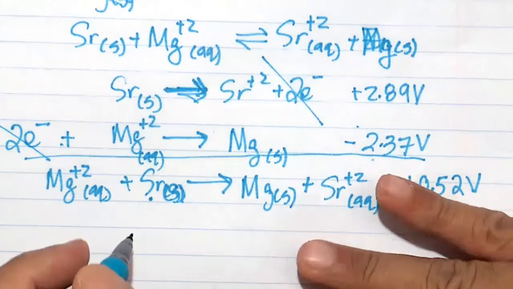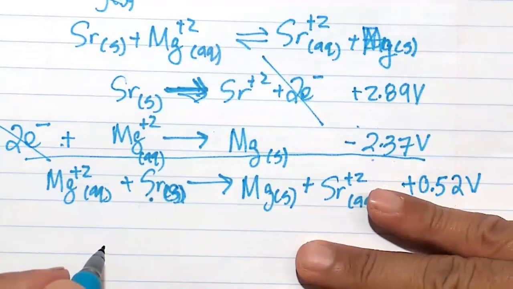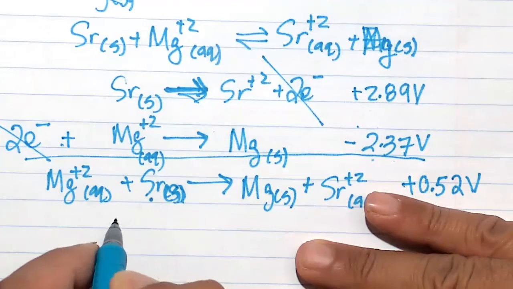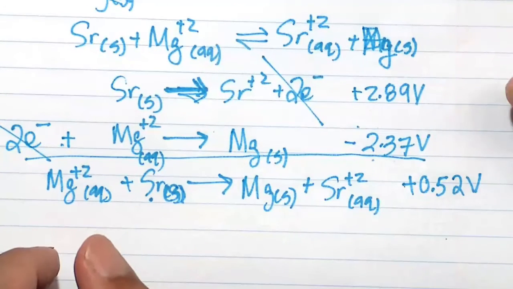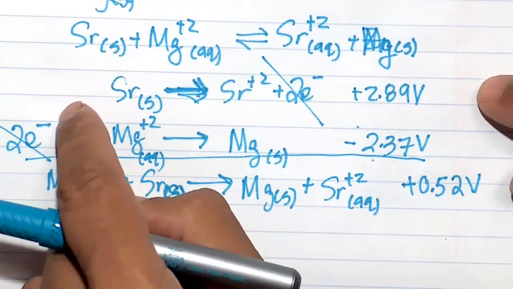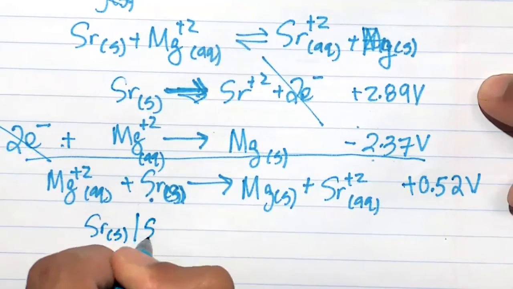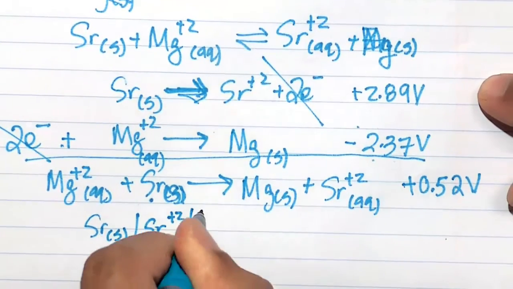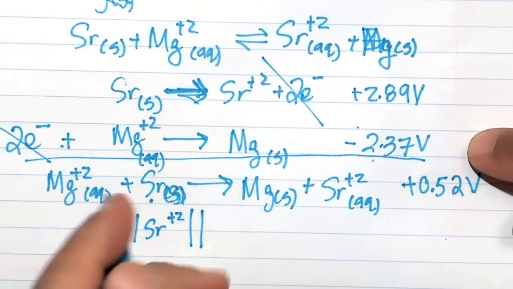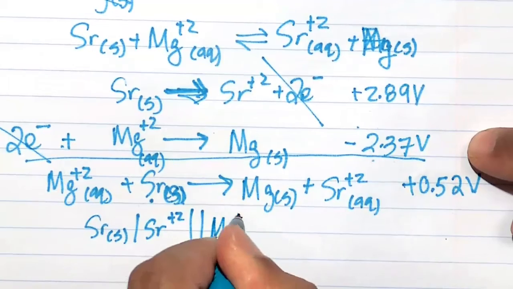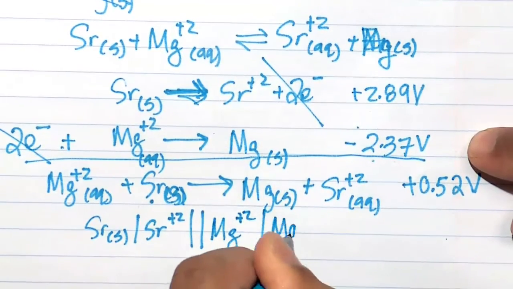So if you want to write this in a galvanic cell notation: anode, salt bridge, cathode. So what is our anode? You lose electrons, so this is our anode. So Sr solid, one line, goes to Sr plus 2. Here's our salt bridge. Cathode, magnesium plus 2, goes to Mg solid.